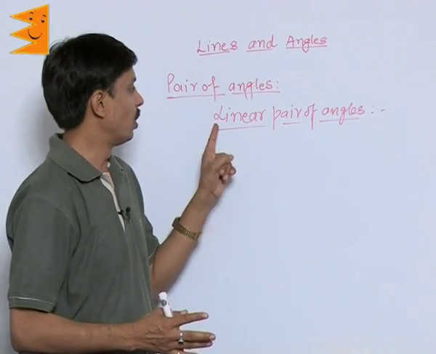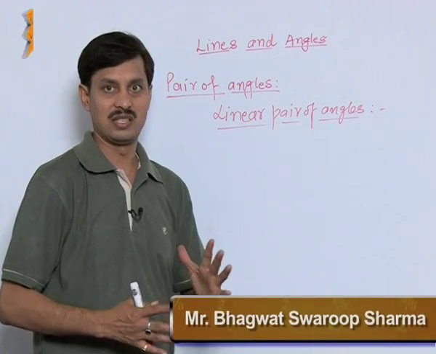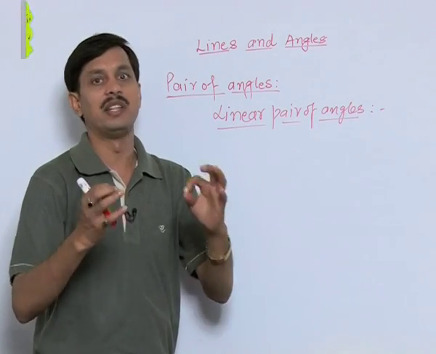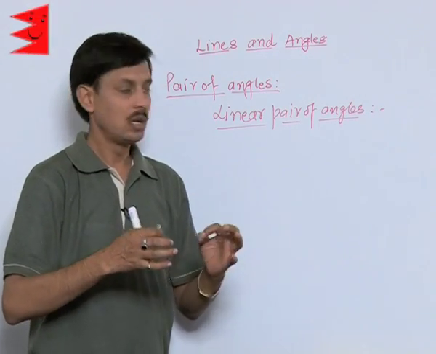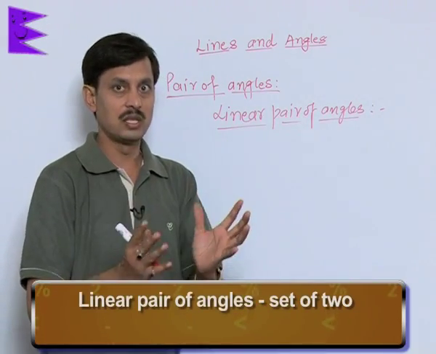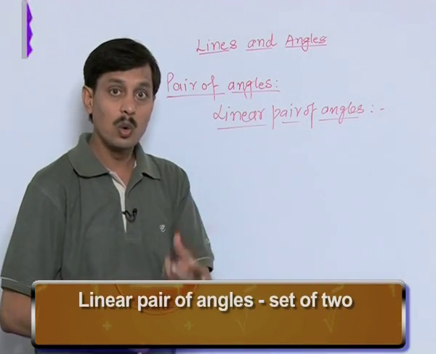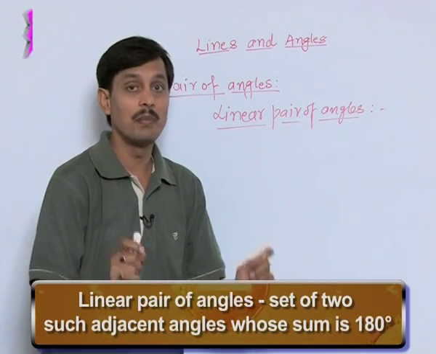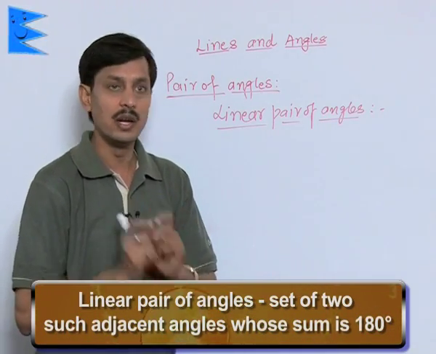Now I want to tell you what is the linear pair of angles. Before it, I explained to you what is the pair of adjacent angles, because a linear pair of angles means the set or group of two such adjacent angles whose sum is 180 degree.